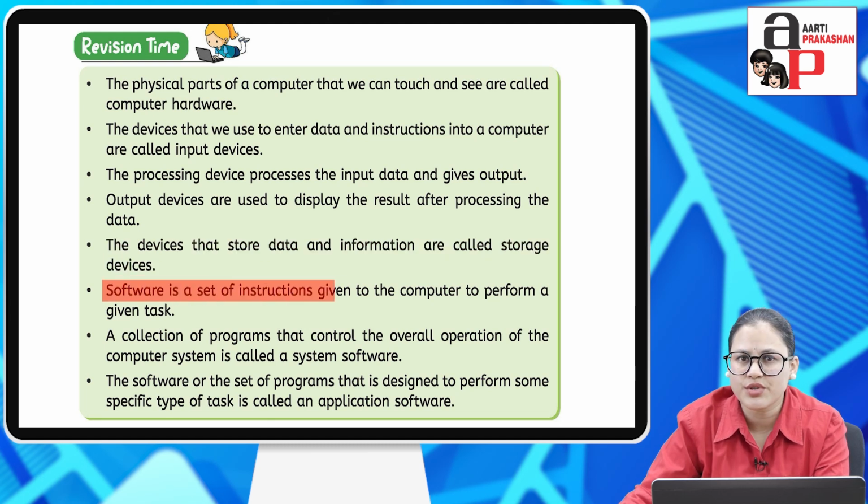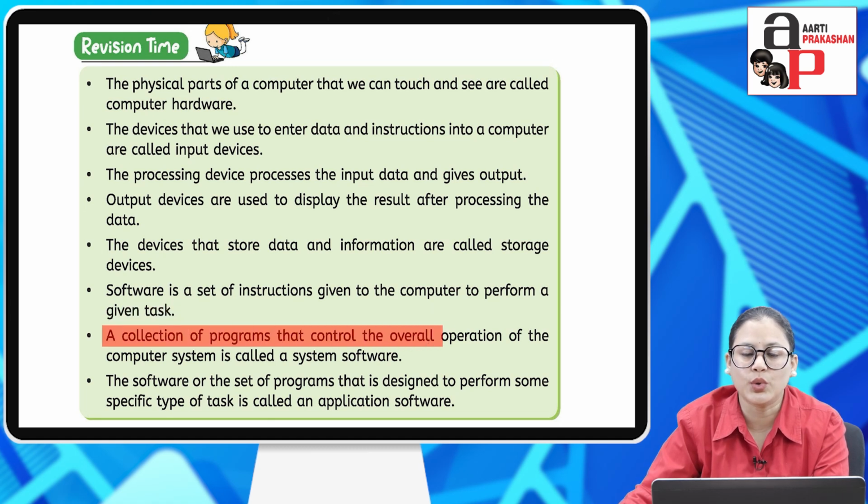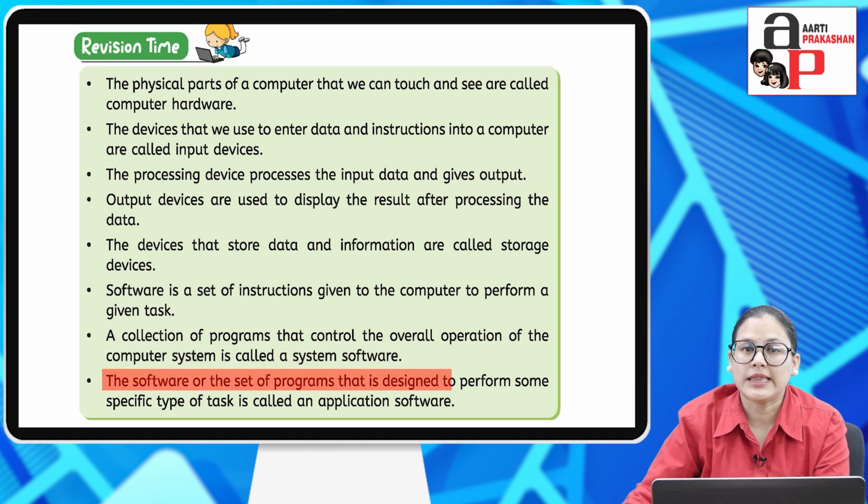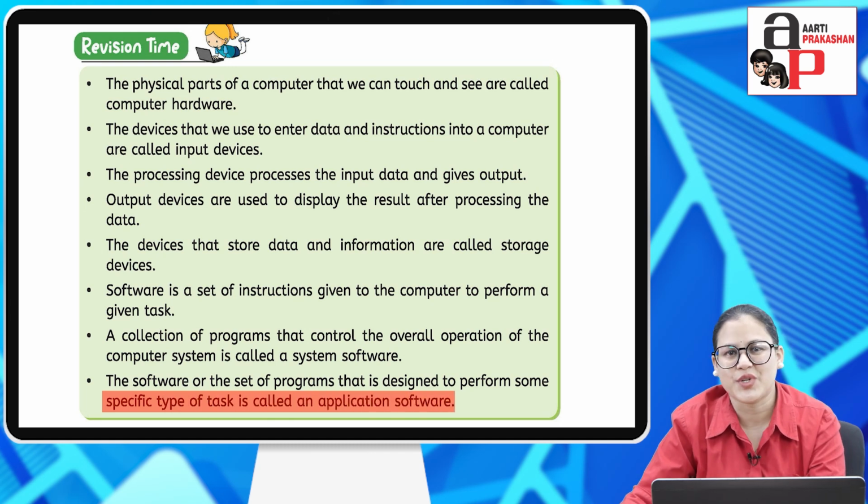Software is a set of instructions given to the computer to perform a given task. A collection of programs that control the overall operation of the computer system is called system software. The software or the set of programs that is designed to perform some specific type of task is called application software.